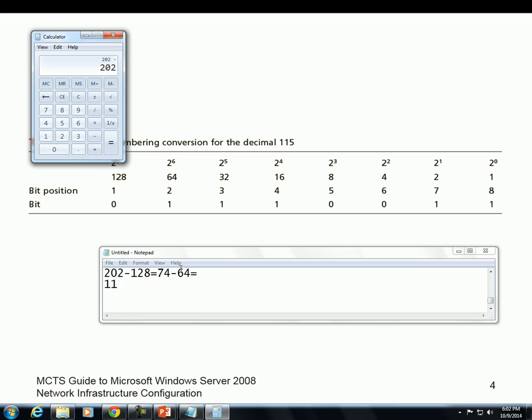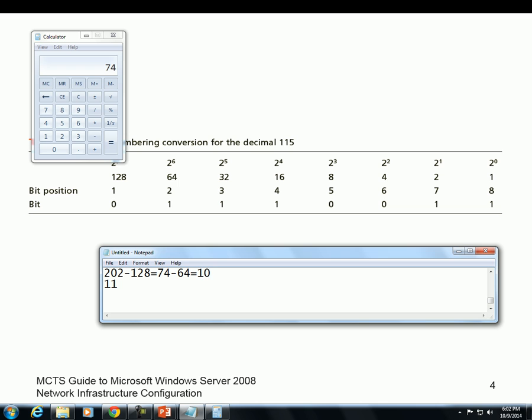Okay. 202 minus 128. 74. Okay. Phew, that was close. Okay, so we have that one. Then obviously 64 fits into 74. And we get what? 10. Okay. So how many 32s fit into 10? How many 16s fit into 10? How many 8s? What's the remainder? Ever see that? It's not hard to do as long as you type the right number in the calculator.